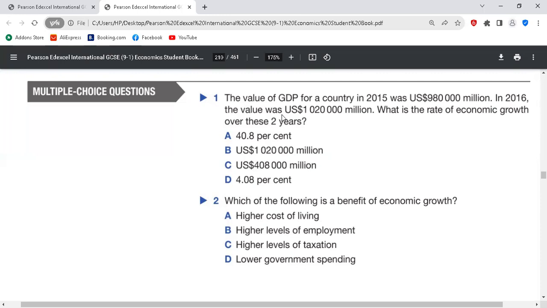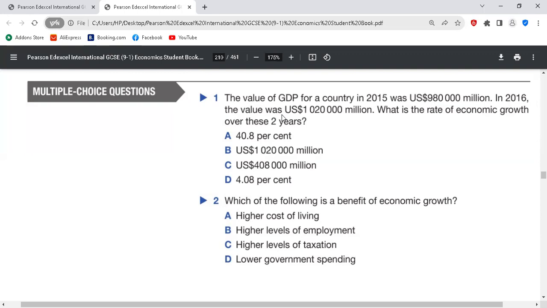So the difference would be 40 million. Then it will be 40 million divided by 980 million, multiplied by 100. Just use 980 and forget about the millions now. 40 divided by 980, multiplied by 100, because it has to be in percent. That gives 4.08%. That is D. Is it clear now?